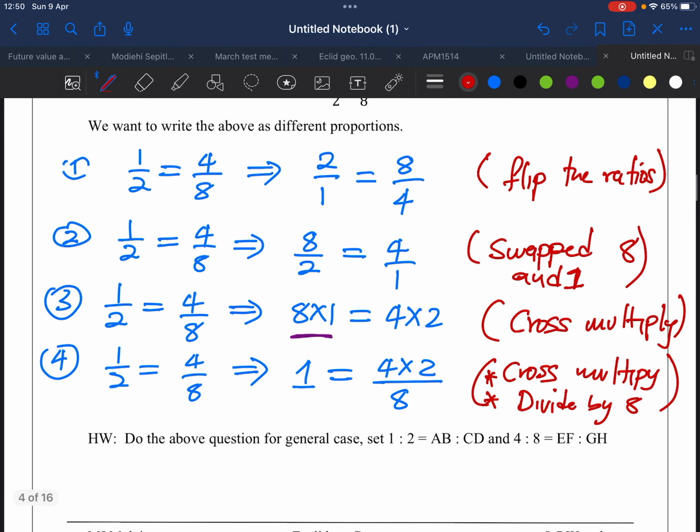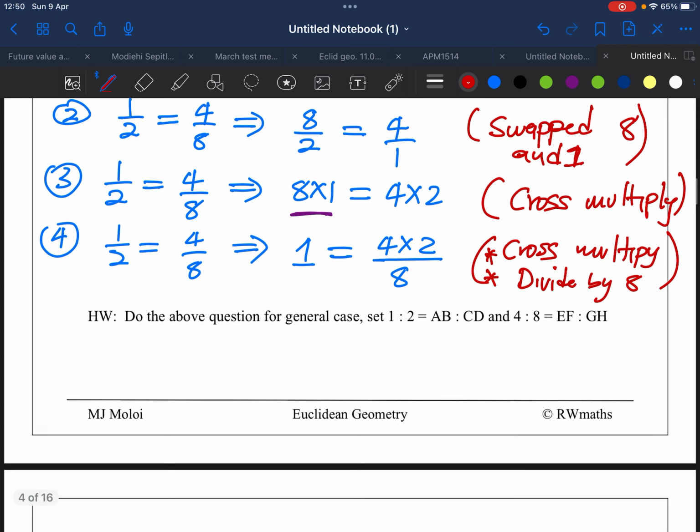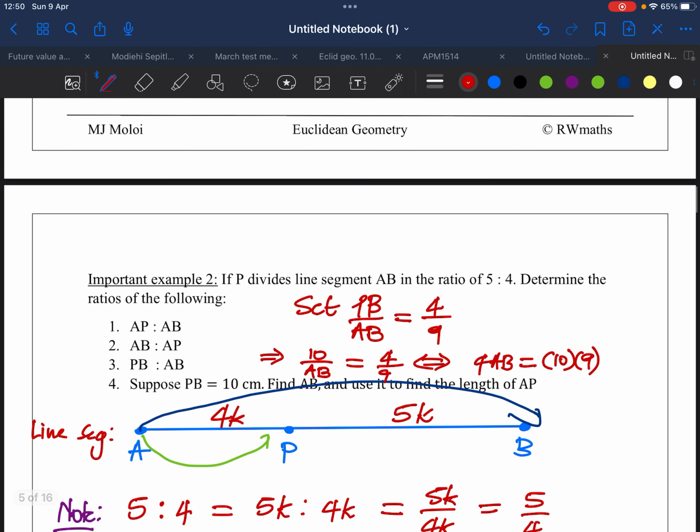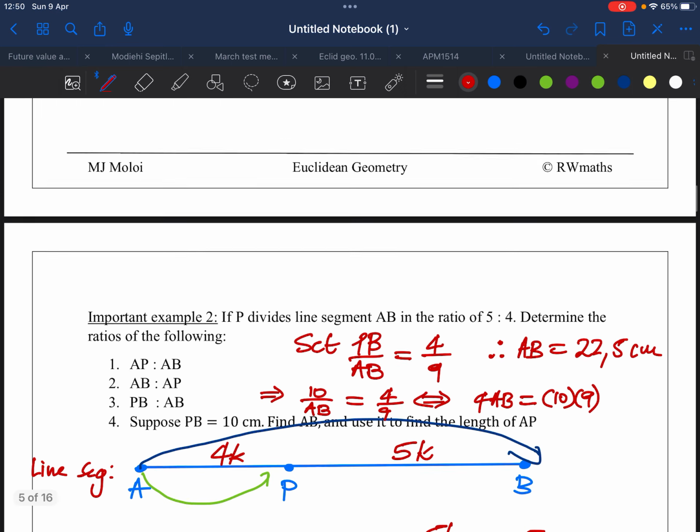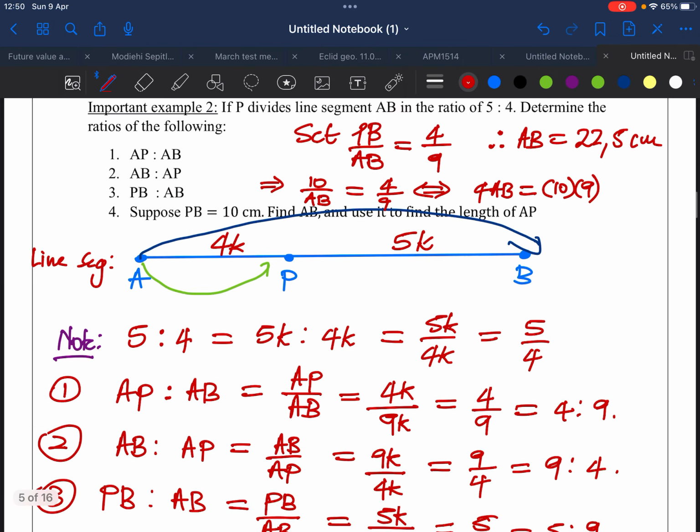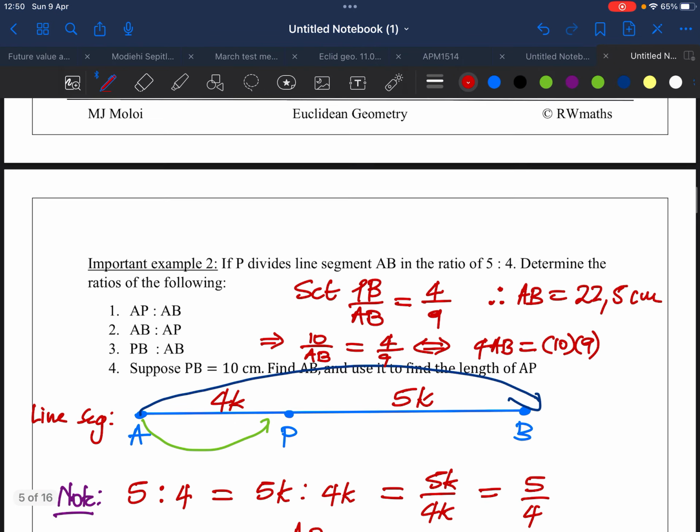So this is how we do it. We're going to use this form, number 4, to find AB there. So what is our AB? AB will be 10 times 9, which is 90. 90 divided by 4 is just 22,5. This is just 22,5 centimeters. So that's our AB, that's how we find AB.